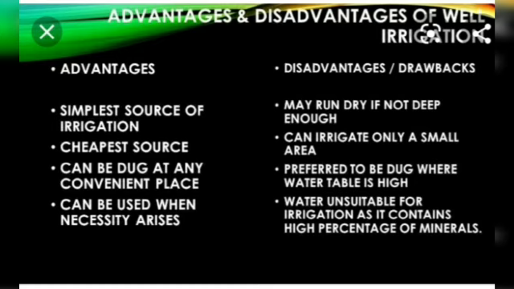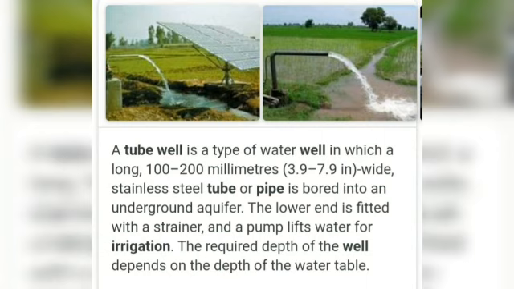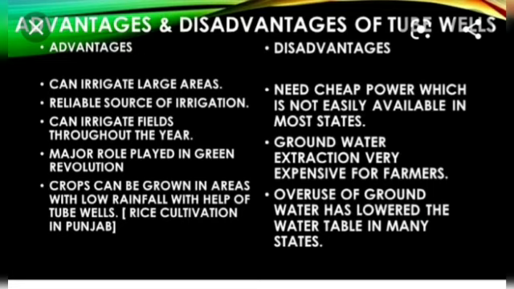Then we have the tube wells. Now what is a tube well? It is actually a bore well which is dug deep in the ground with the help of a drilling machine, where underground aquifers are present. With the help of an electric pump, the water is lifted up for irrigation purposes. The required depth of the well depends upon the depth of the water table available. A sufficient supply of groundwater and cheap electric power are essential for it. The ground should be soft, an adequate amount of rainfall should be there, and the climate should not be of the extreme type.